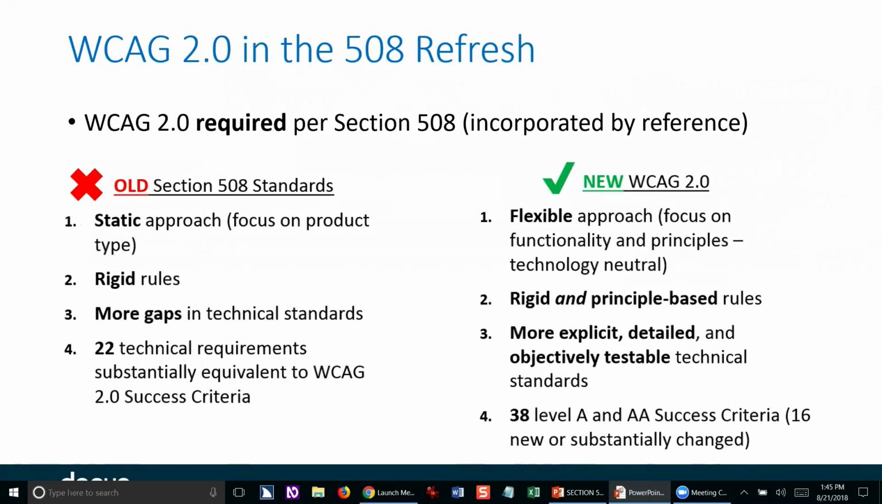Here we have a quick bullet breakdown of how the old 508 standards compare to the WCAG 2.0 that are now incorporated by reference. The old standards were more static. Again, they were based on the product type, whereas the new standards are more flexible. The focus is on functionality and principles. The old standards had more gaps and gray areas, whereas the new standards are more complete and explicit. In the new standards, there are 38 success criteria for electronic content. And then you compare this to the old standards, there were only 22. So this means there are 16 rules that are either new or substantially changed.